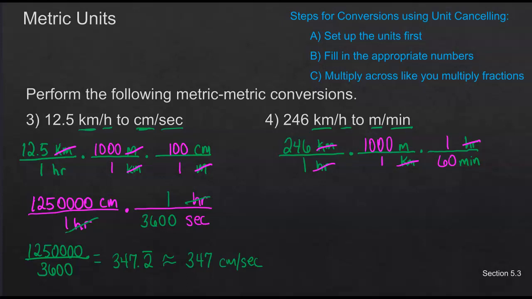Now I'm going to multiply 246 times 1,000. I get the right number of zeros on here this time. And then I'm dividing by 60. That's going to be meters per minute, which is what we want. So it's 4,100 meters per minute. All right.